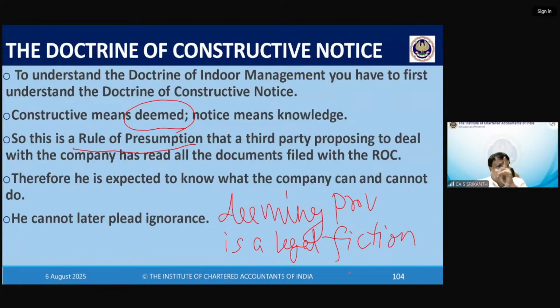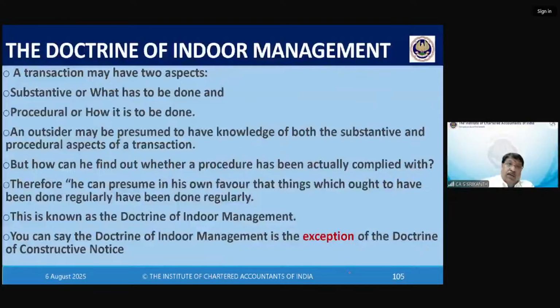It is a presumption in favor of the company against the third party. The doctrine of indoor management is a presumption in favor of the third party against the company. In favor of the third party against the company. Are you able to understand?